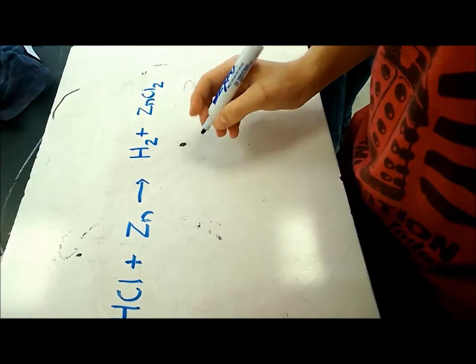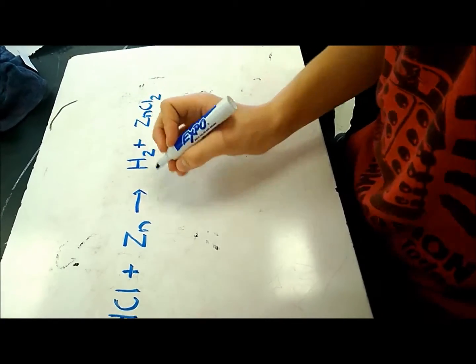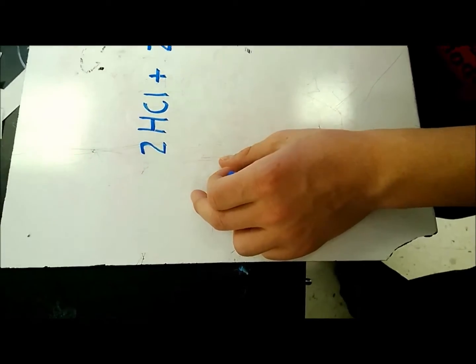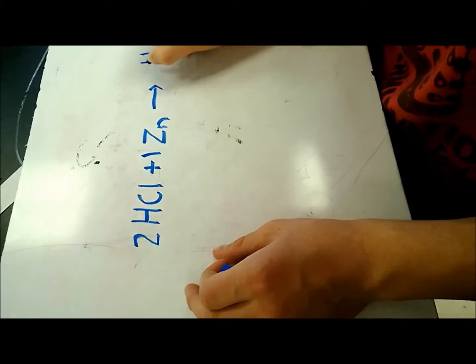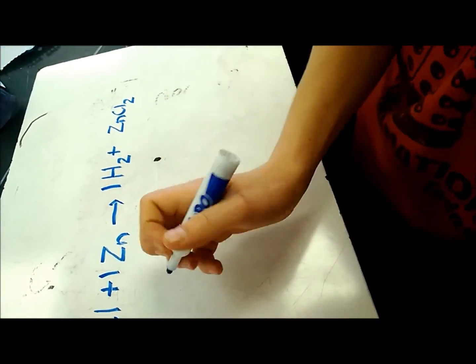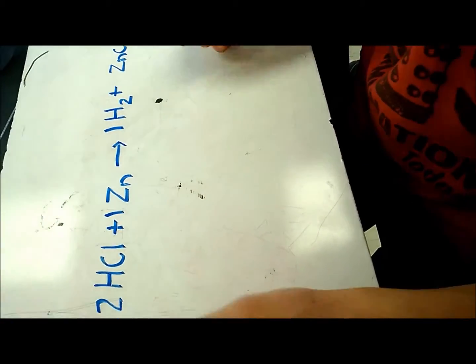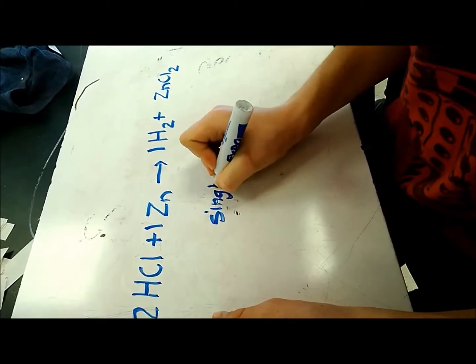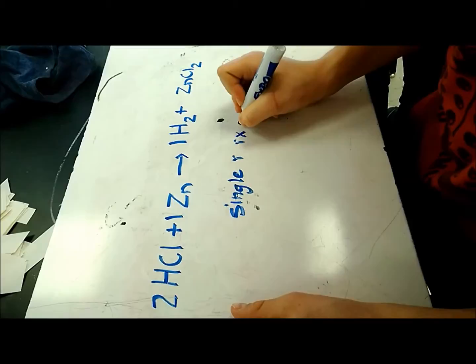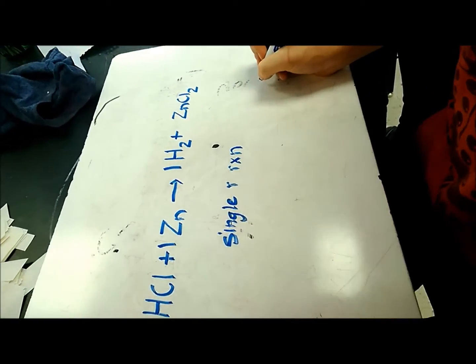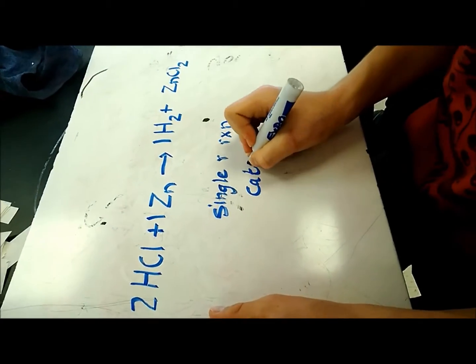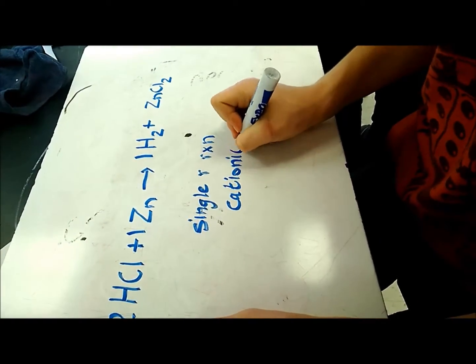Now, in order to do this, let's say we have 2 hydrogen over here, so I need 2 hydrogen here, which corresponds to the 2 chlorine over here, 1 zinc, 1 hydrogen. So here we have the reaction being complete, and this is a single replacement reaction, and it is, as far as I can tell, cationic. Wait, so what do we have to do?